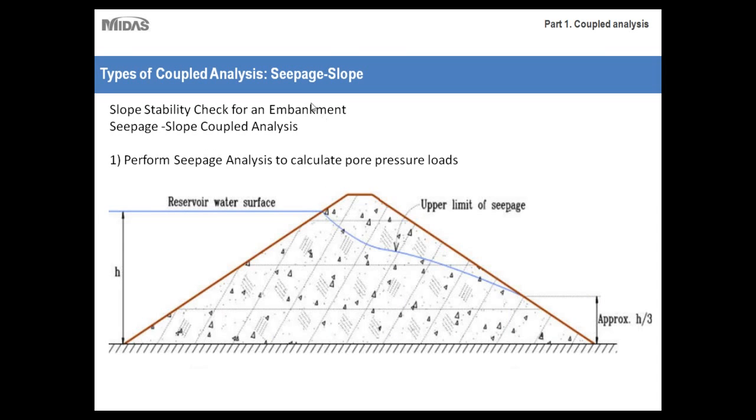So here is an example of a seepage slope project. As you can see, the title is inherent. It's the seepage slope coupled analysis. So seepage will be the first analysis that's performed, and then it'll be followed by a slope analysis. Here we have an embankment type project. As you can see, the reservoir is filled up to a certain, arbitrary point.